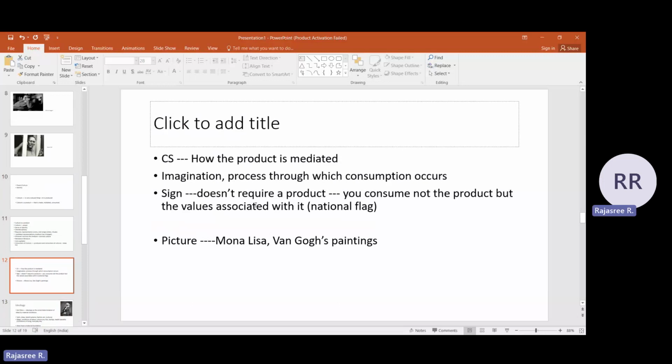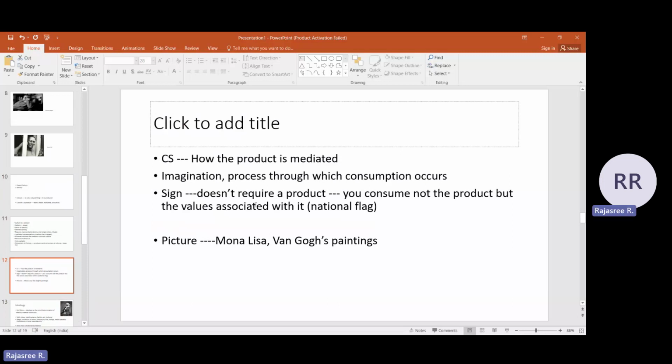We often refer to sign, signify. Do you remember, right? So sign doesn't require a product. You consume not the product but the values associated with it. For example, you have the national flag. Wherever we see the national flag, we have that patriotic feeling. We are Indians. Wherever we see it, we know its meaning. There is no change in it. So it doesn't require an explanation.